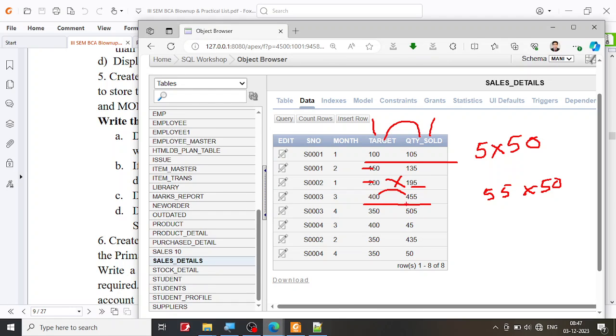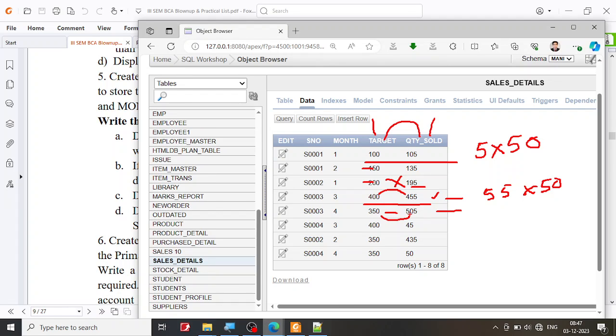So if the quantity sold is greater than the target, then we subtract quantity minus the target. Okay, one we have achieved. And similarly, if you notice that this is too high over here, nearly 155 difference is there for this. So you have to sum the commission for this.